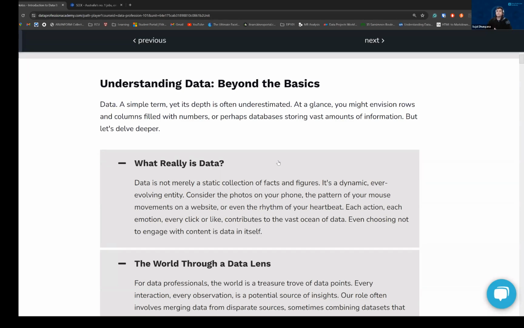You post something on your social media, that's another data point. Someone likes it, that's another data point. Someone sees your post and does not like it, that's again another data point. So data is almost everywhere. And that's what makes it really interesting: trying to find that data that maybe no one else ever thought about using, or no one else thought existed, and turning that into meaningful insight. That's what data professionals do.